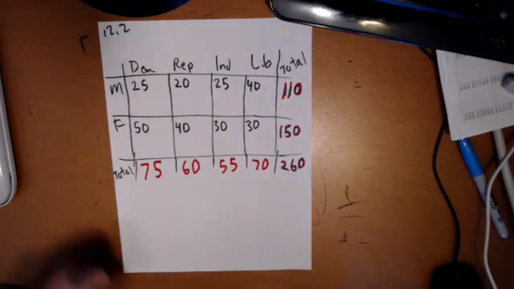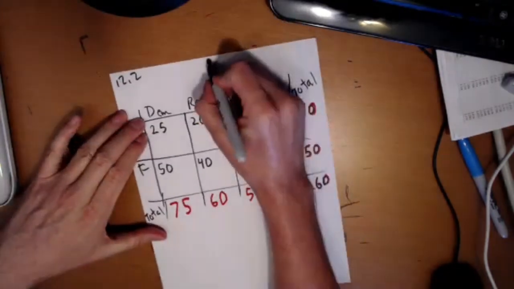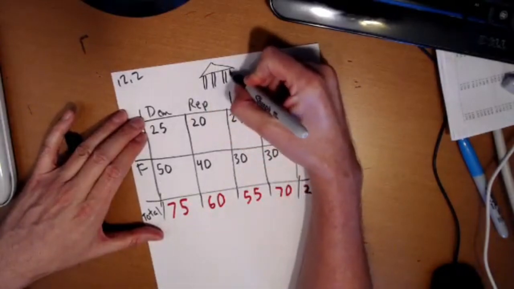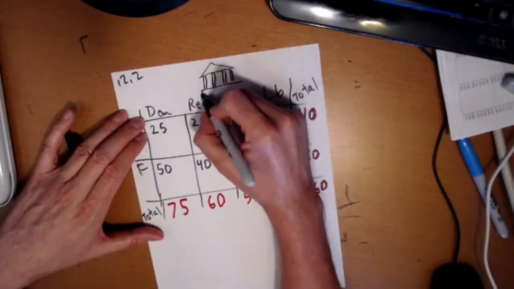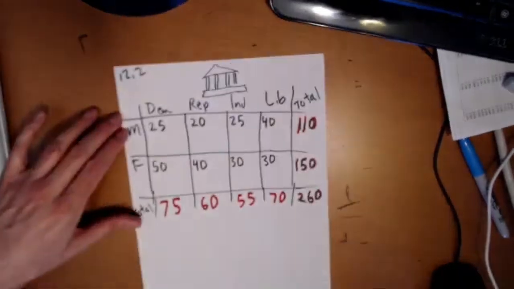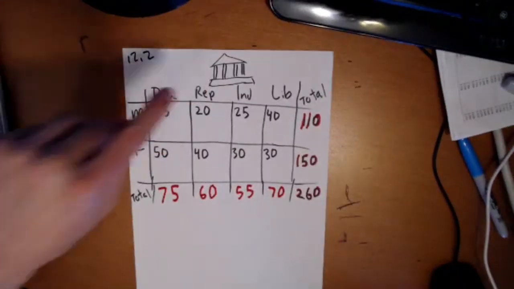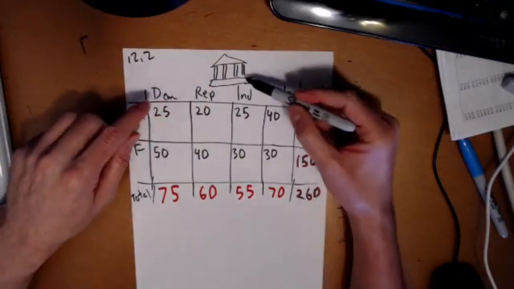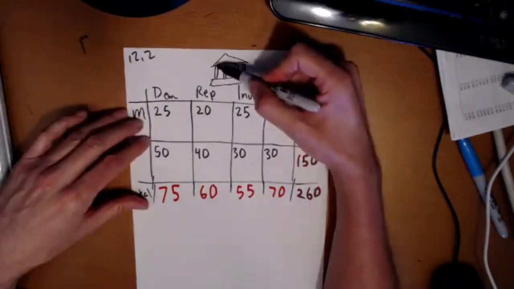Oh, by the way, I'm going to draw a quick picture up here. That's a pretty good picture. Aha, that looks like, I think it's called the Parthenon, Acropolis, one of those buildings in Greece. Those are called Greek columns.